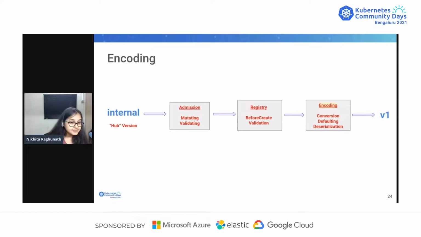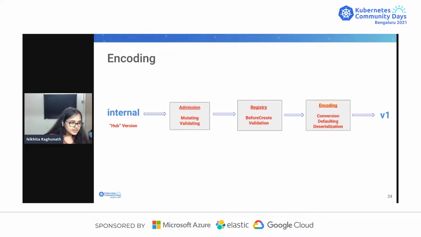And in the third step, finally, the object is encoded before it can be stored in etcd. Remember that we talked about this thing called a storage version. So encoding here means conversion to the storage version, applying the defaults and serializing it into protobuf or whatever the specific storage media type that's been provided. And finally, the object gets stored in the v1 version in etcd.